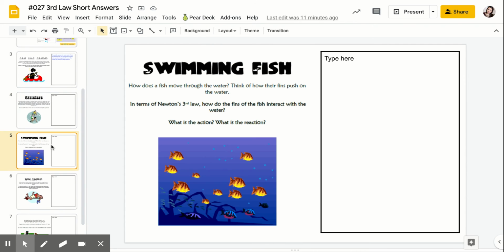Slide number 5. Swimming fish. How does a fish move through the water? Think of how their fins push on the water. In terms of Newton's third law, how do the fins of the fish interact with the water? What is the action? What is the reaction? Here's a hint. Look at slide 3 for help.